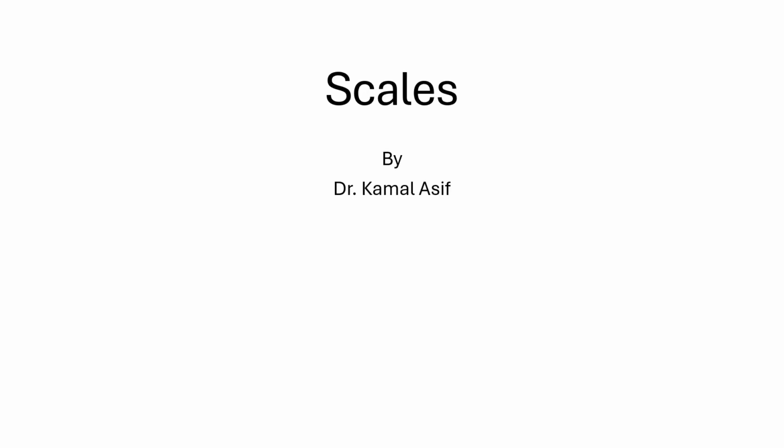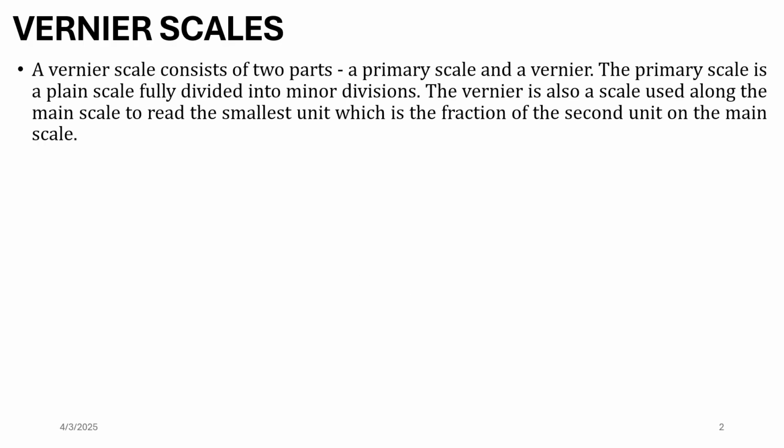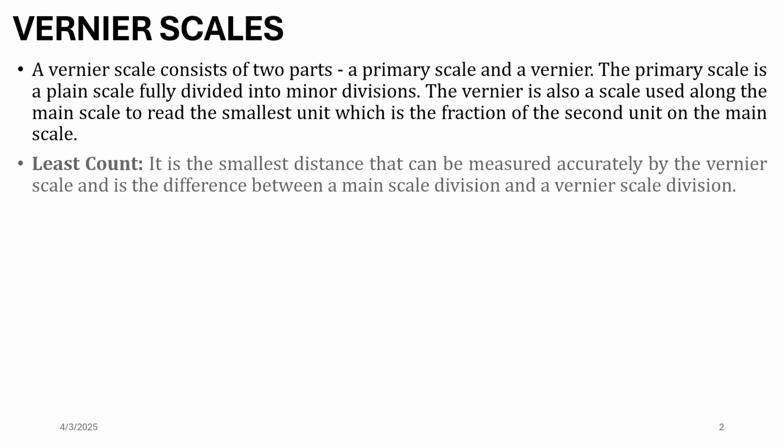In today's video, we will talk about Vernier scale. So Vernier scale consists of two parts, a primary scale and a vernier. The primary scale is a plain scale fully divided into minor divisions. The vernier is also a scale used along the main scale to read the smallest unit, which is the fraction of the smallest unit on the main scale.